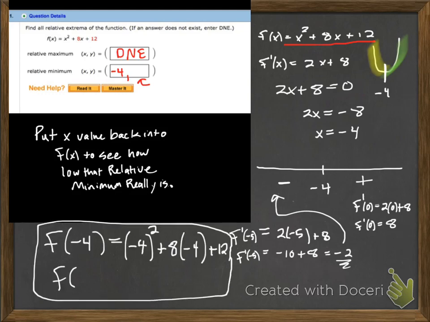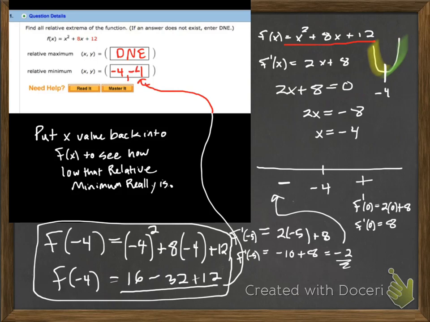So you put -4 into f of x. Carefully use parentheses when you do that, and you should get out 16 minus 32 plus 12 for a total of -4. So our relative minimum happens at x equals -4, but it happens also at a height of -4. So that's the coordinate point of the relative minimum. You do the same for any other relative extrema. You have to plug it back in. Hope that helps. Enjoy, and email with questions.